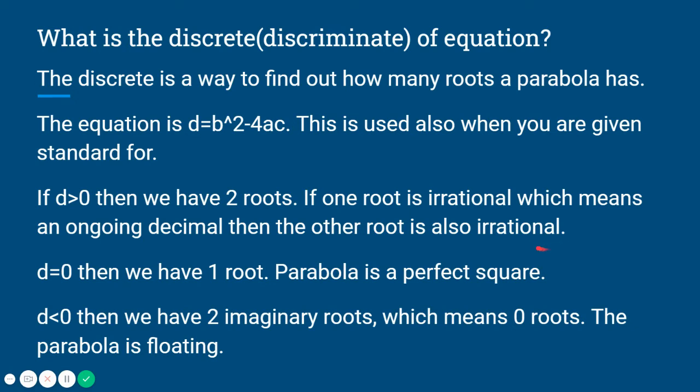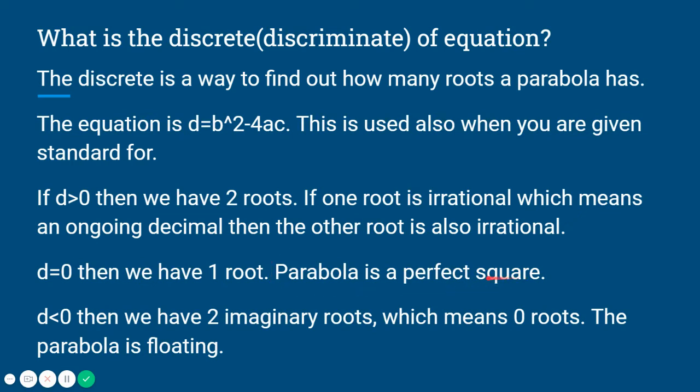So if one root is like pi, the other one could be like 1.7865, so on and so forth. But if one root is like 10, the other one could be like 8. So what about this one over here? What if d is equal to 0? Then we only have one root. So the parabola is a perfect square.